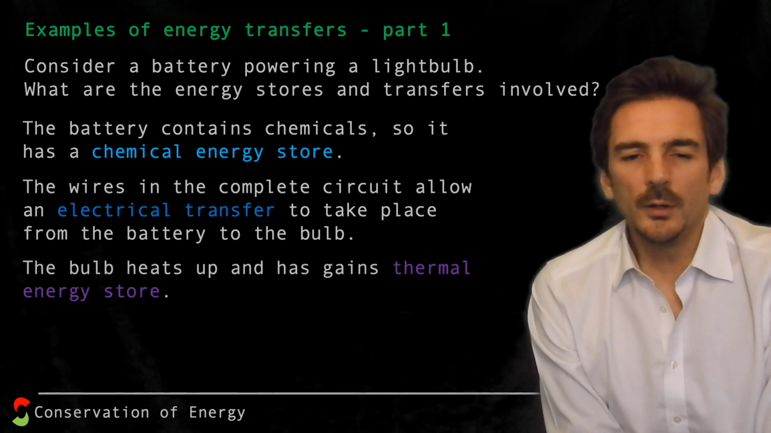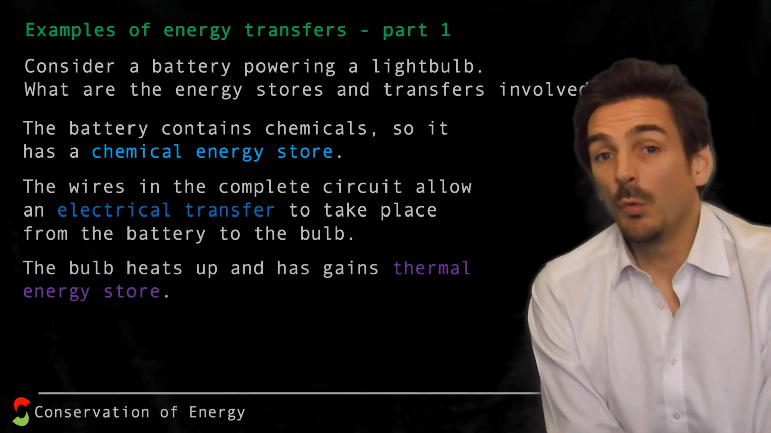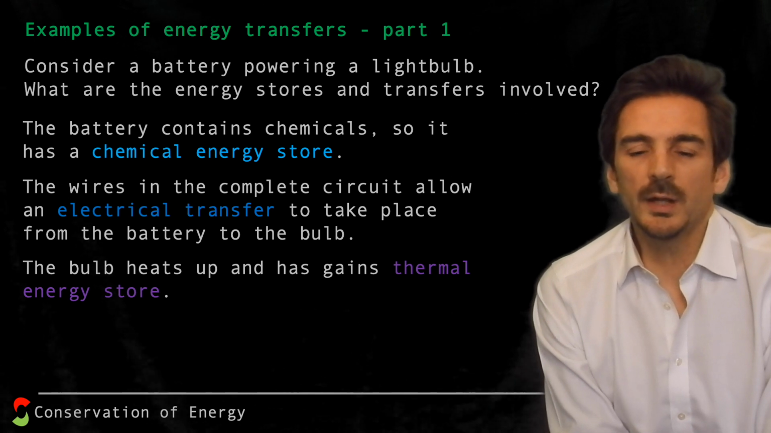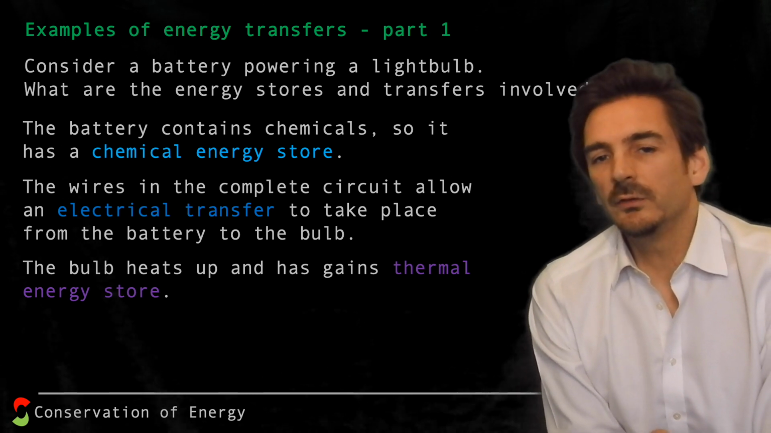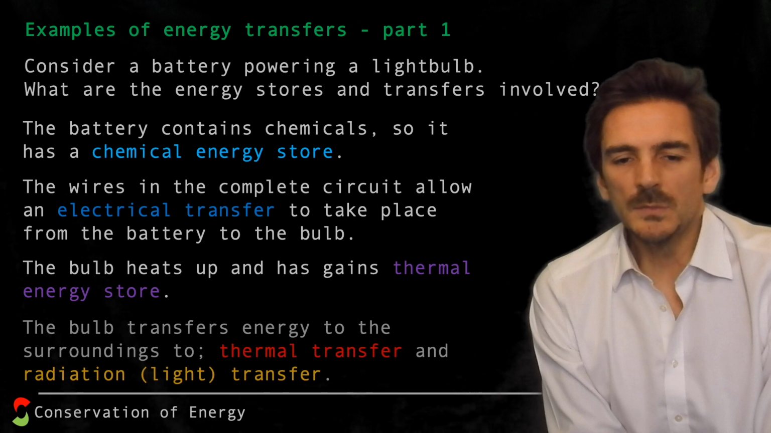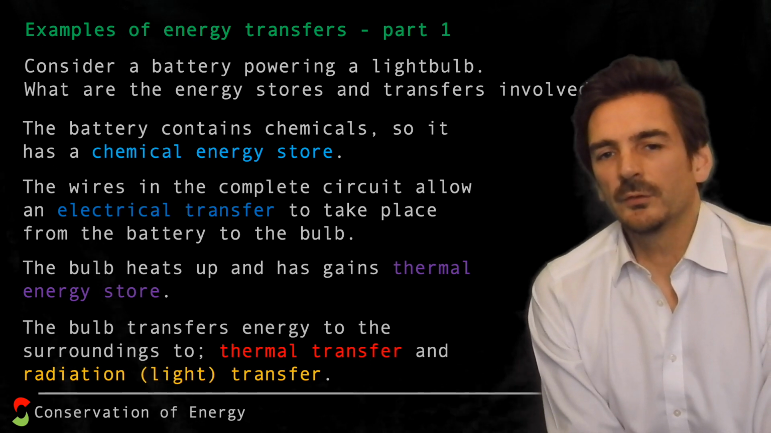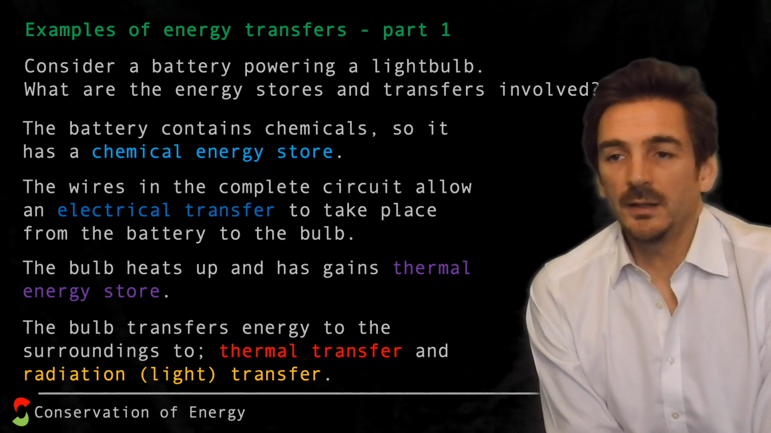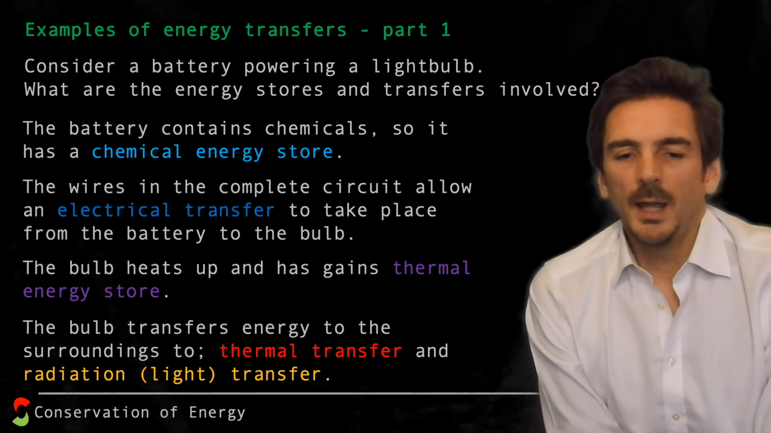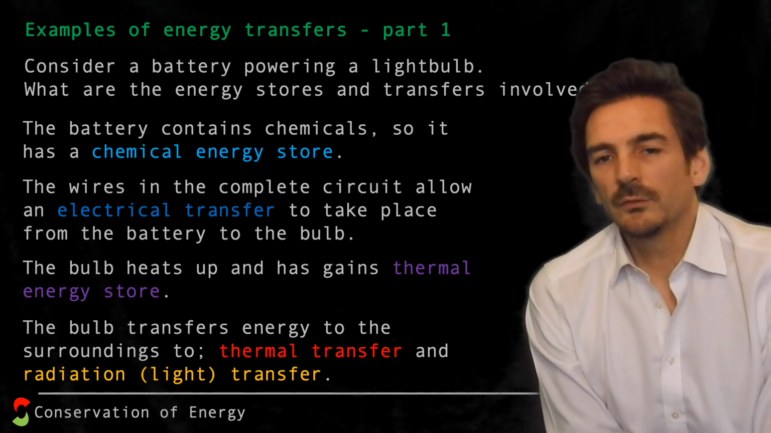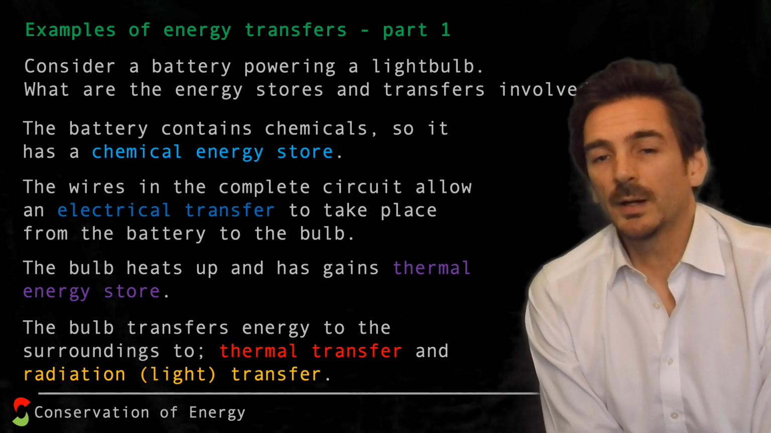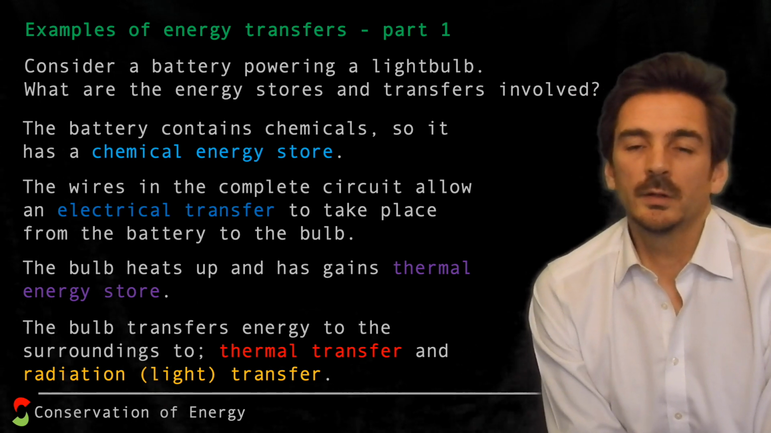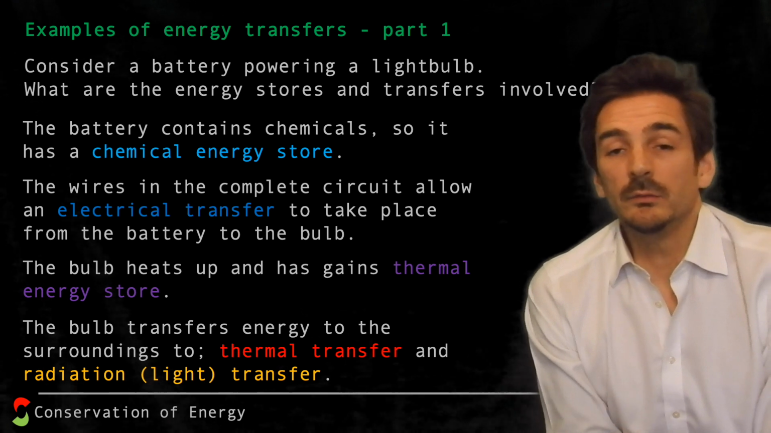Once at the light bulb though, the light bulb will firstly get warmer, so it will heat up, and that means its thermal energy store will increase, and it will also transfer some thermal energy to the surroundings. That's because it is hotter than the surroundings. And it will also transfer radiation energy to the surroundings in the form of light, which we use to see.